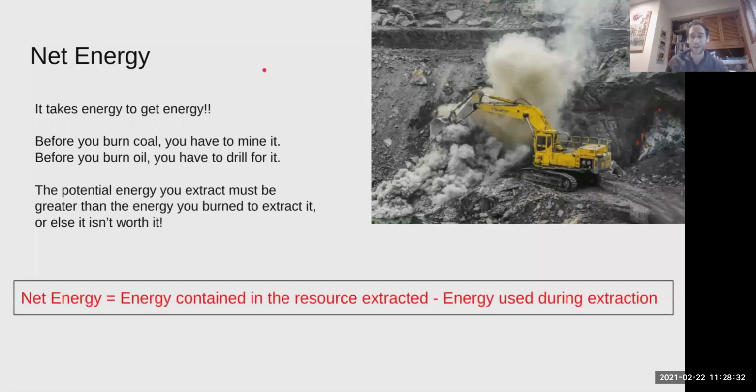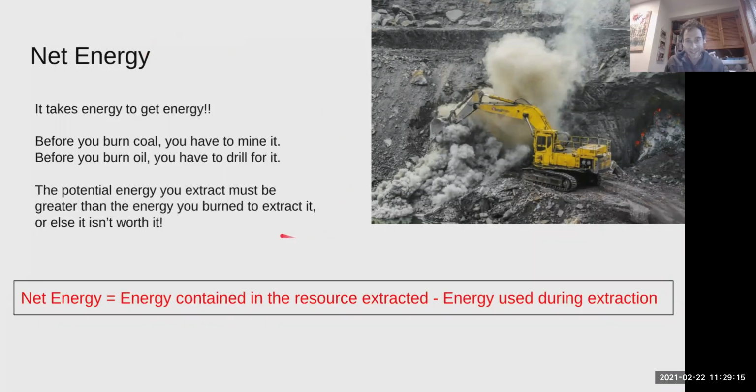So here's the rough formula for net energy. It equals the energy contained in the resource you've extracted minus the energy used during extraction. And that number must be positive, or else it's generally not worth doing. The more positive it is, generally the more profitable it will be to extract that energy source. So that's an important one to understand, because we might look at some energy sources that produce an enormous amount of energy, but in fact their net energy is quite low because it takes such an investment to get those energy sources operational.